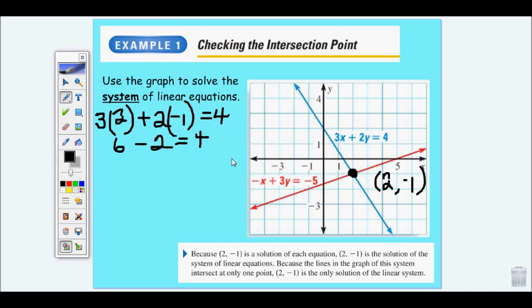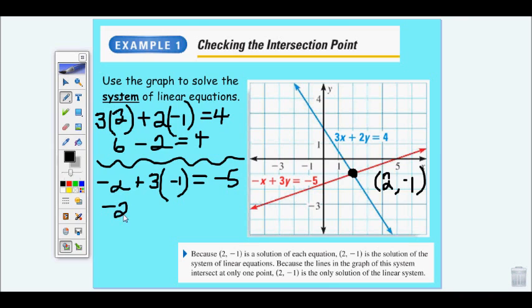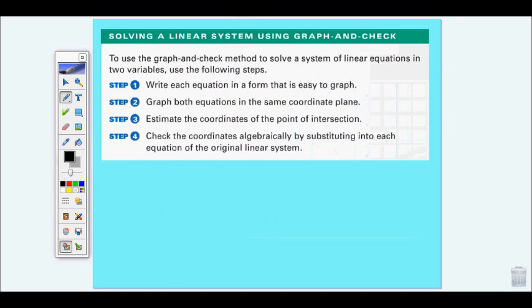Let's try it for the other equation. I have a negative x, so I have negative 2 plus 3 times negative 1, the y value. And does that equal negative 5? I would have negative 2 minus 3, and yes, that does equal negative 5. So by looking at the graph and finding the intersecting point, we have found the solution, or what will satisfy both of those equations.